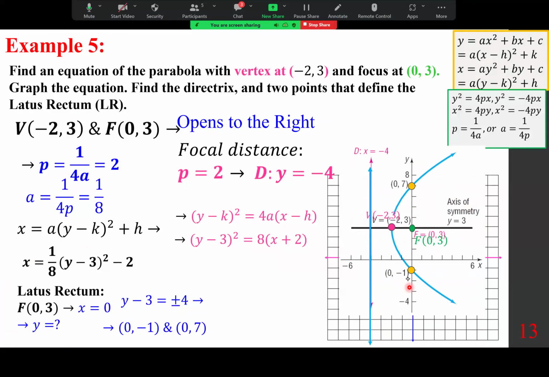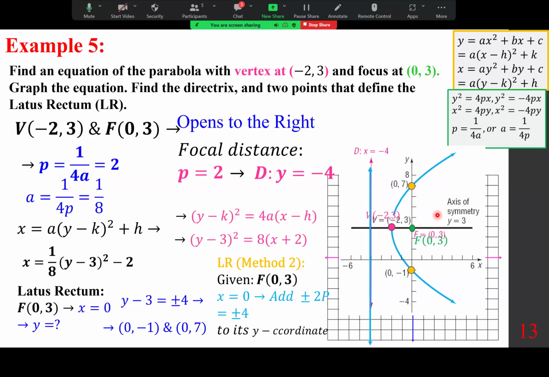And as I mentioned, the other method is that because the focus is at (0, 3), and because p is known to be 2, and because this distance is 2p, just 2 times p, which is 2 times 2 equals 4, whatever the y coordinate is, go 2 times p units up and down. 2 times p is 4, and 3 plus 4 is 7. 3 minus 4 is -1. So that may be easier, or not. That's your choice, everybody.